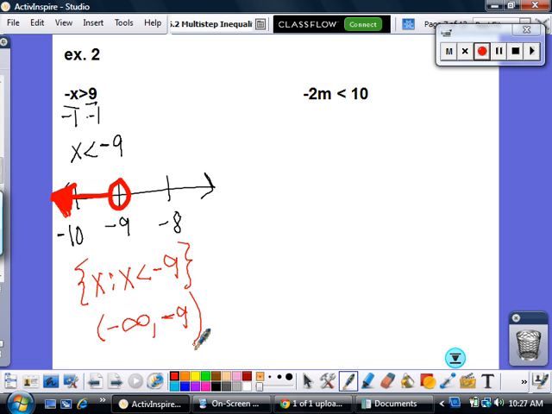Wait, so how come you didn't put a bracket on that one? Why did I not use a bracket, guys? Because I didn't color in my number, right? I didn't put a colored in dot on my numbers.